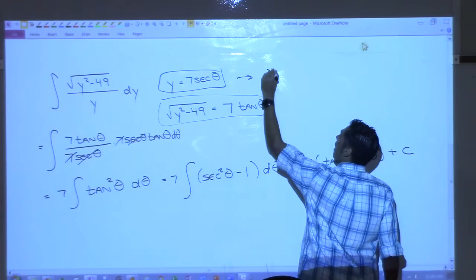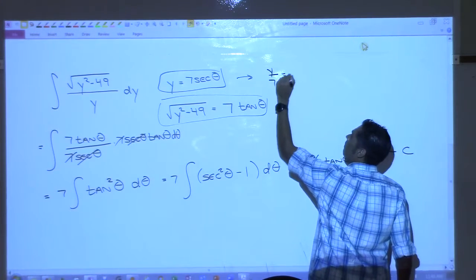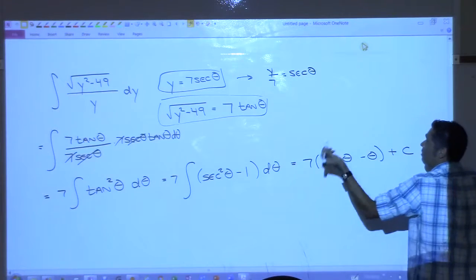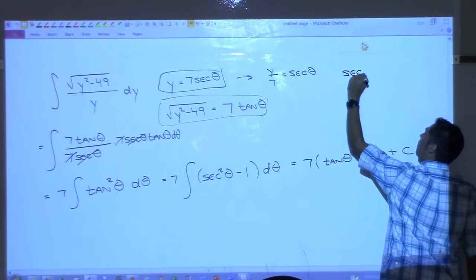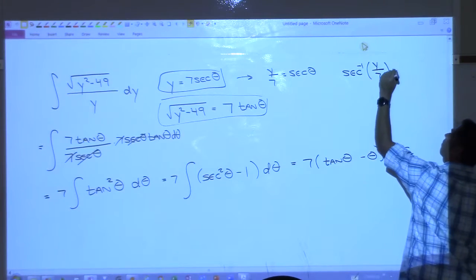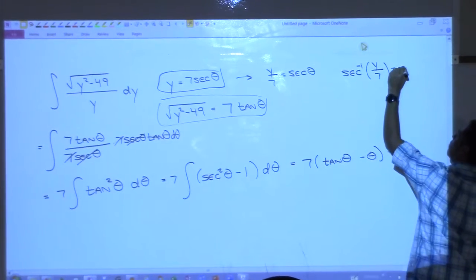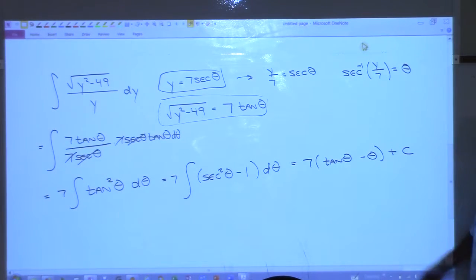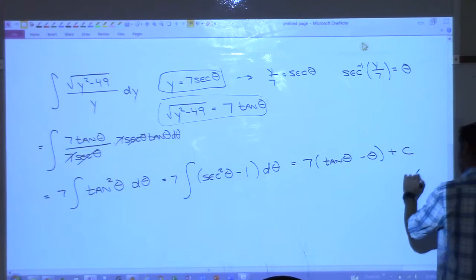So I first divide both sides by 7. And now I take inverse secant on both sides. Pardon? How come you use secant instead of tangent? Oh, you're asking about the inverse thing. I'm getting theta first. My bad. So there's my theta. I'll replace that with that. And then my triangle.